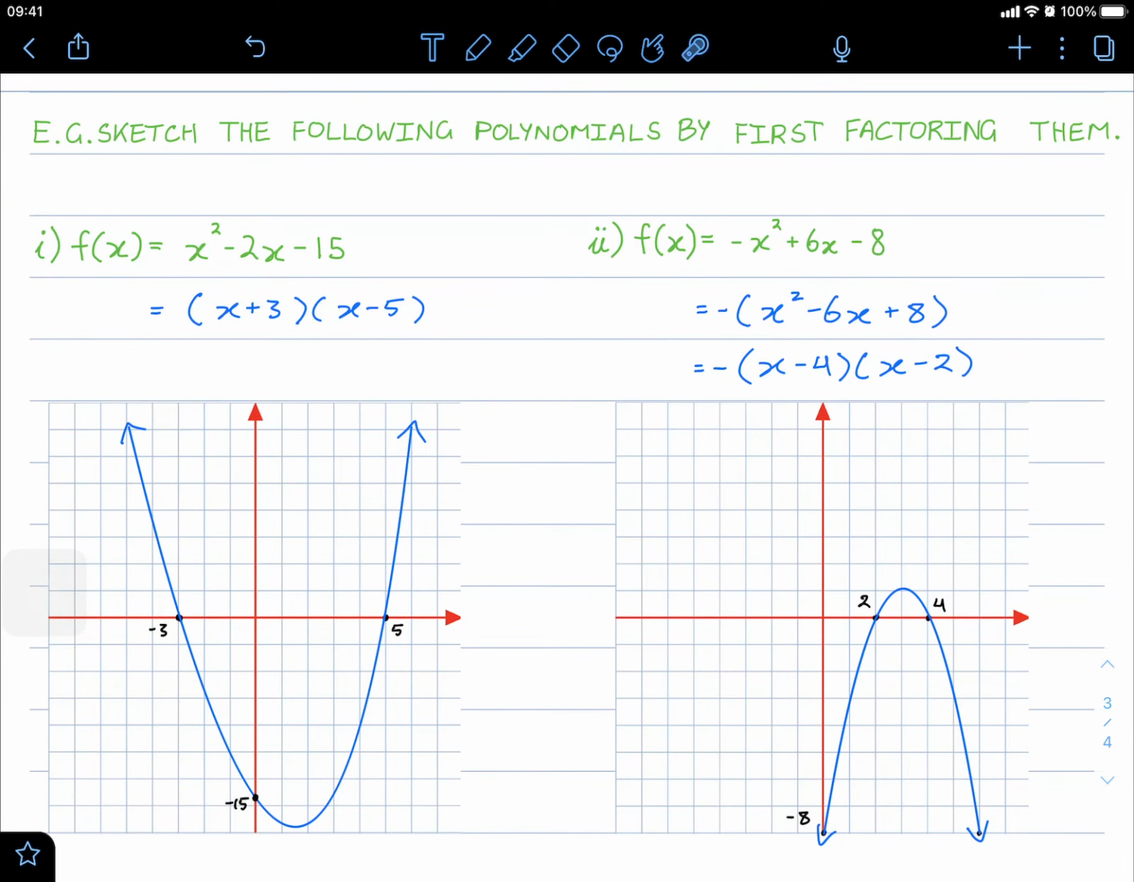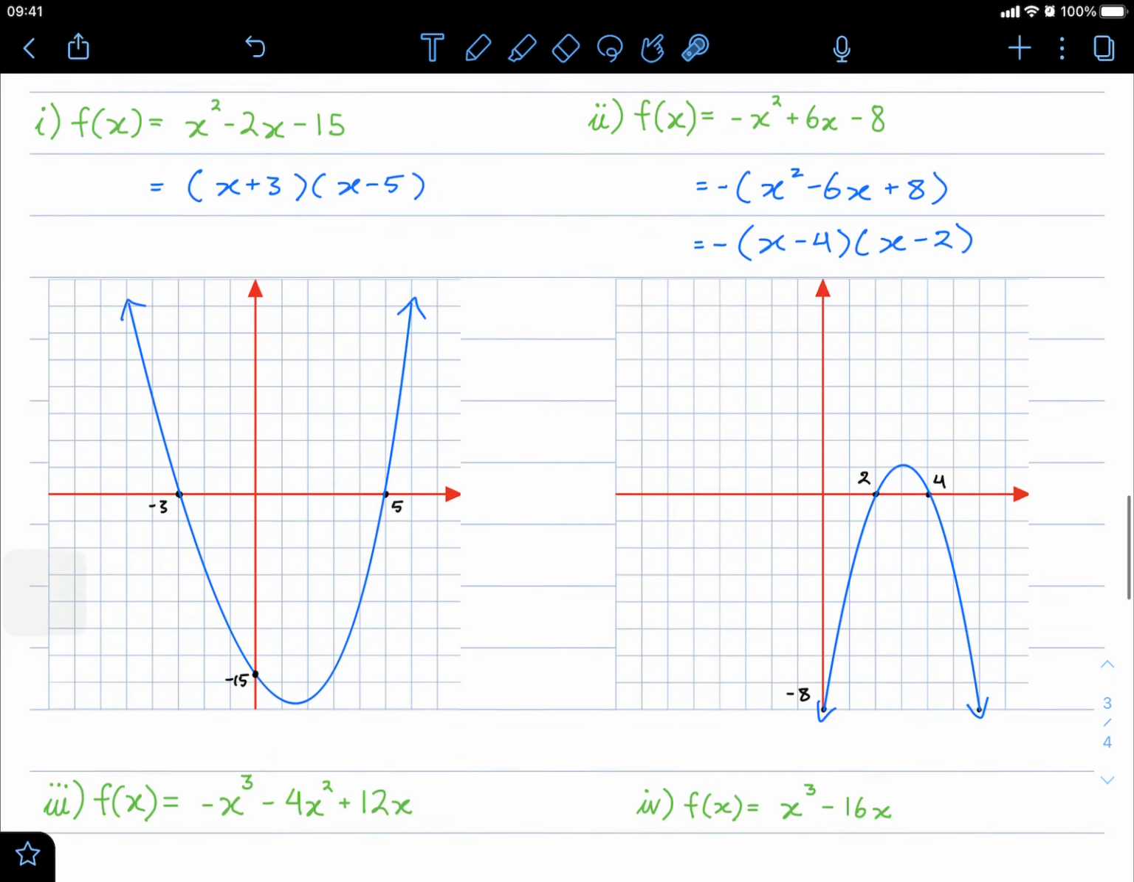So notice how we're using the factored form to find the x-intercepts. We're using the y-intercept and the lead coefficient to determine if it's concave up or concave down. So let's keep moving forward.